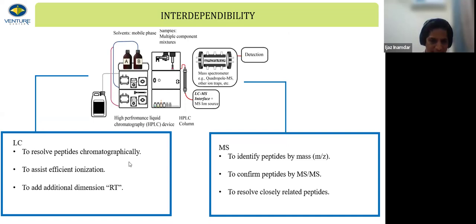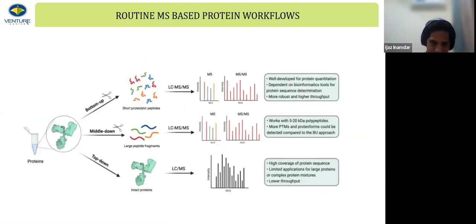So you are getting two-dimensional data. You are getting RT to confirm the identity of the protein, small molecule or peptide, and you are getting mass data to confirm the identity of the peptide. There are two data points that you are using to confirm. So that is the advantage of combining LC with MS.